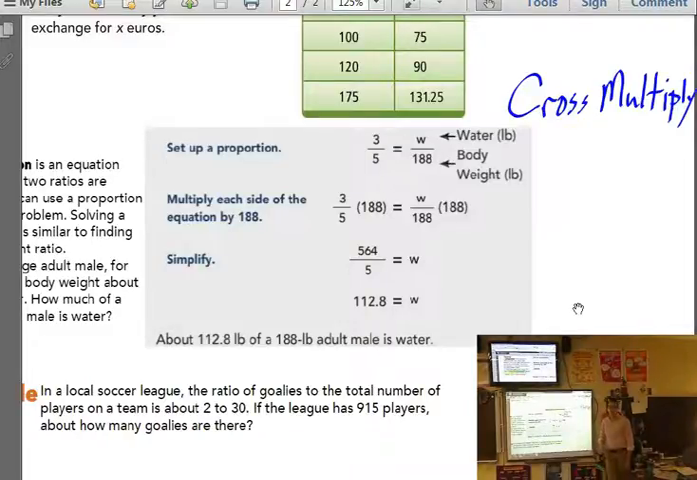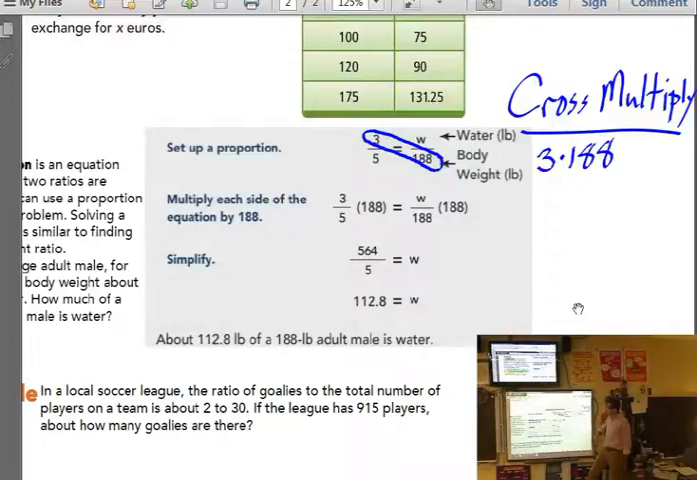cross multiply. So we take your cross products, and guys, if you're going to write this out, you need to write out all of the work. Write out the 3 times 188. Write out that we do the 5 times W, which that one, it's pretty easy to write that out. But the 3 times the 188 is what most people try to skip, and they just write the answer. I really encourage you to write out that we're multiplying those two values. I'm now going to switch color to be like a neutral color.